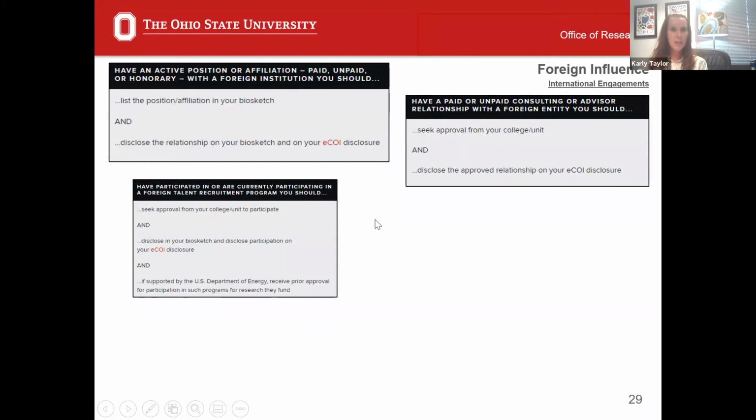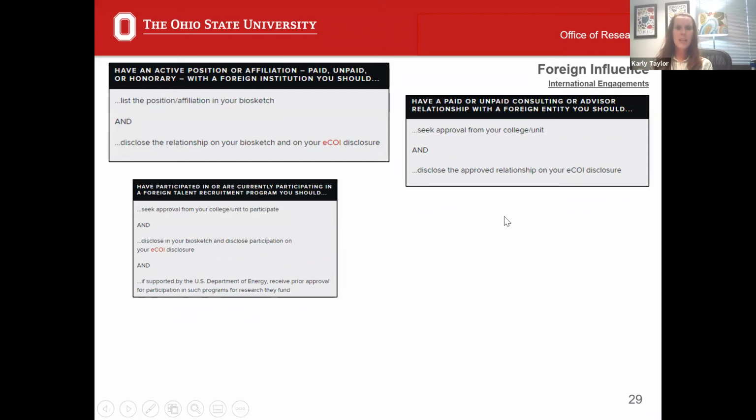And just to make sure everyone understands what these recruitment programs are, it's usually a program that's funded by a foreign entity, usually by a foreign government. They're trying to recruit scientists or students so that those individuals can provide their expertise. It used to be an honor to receive one of these, but we've seen now the government saying there are big concerns about these foreign talent recruitment programs.